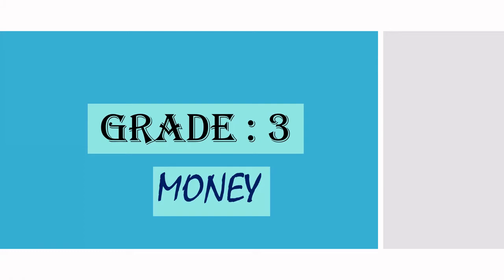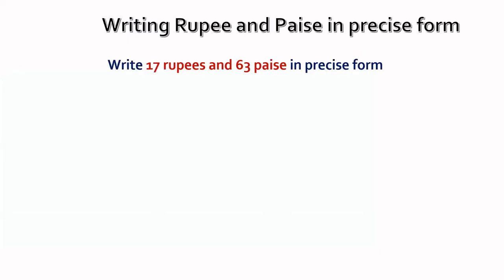Students, in this offline video, we will learn something more about money. How to write rupees and paise in precise form. Let's take this example. Writing 17 rupees and 63 paise in precise form.